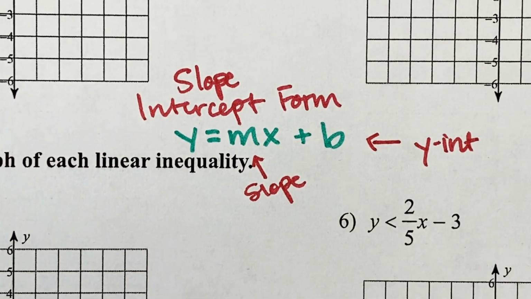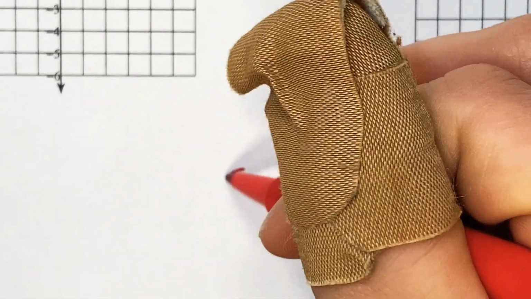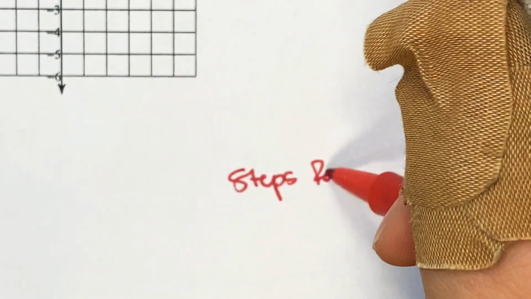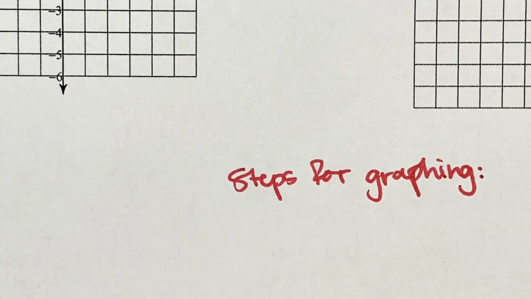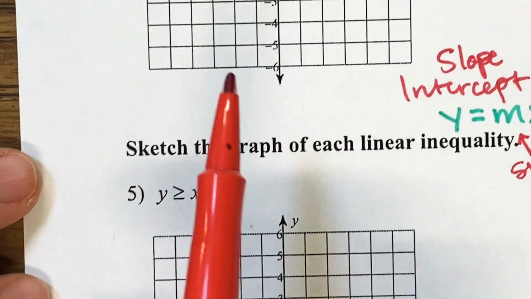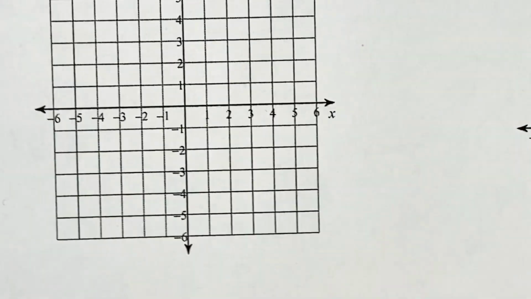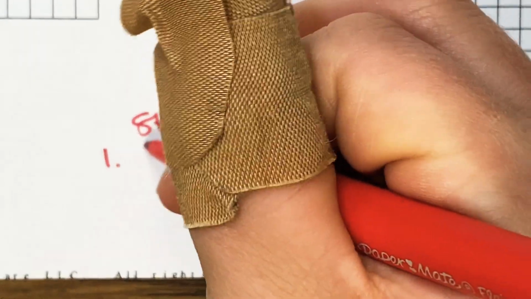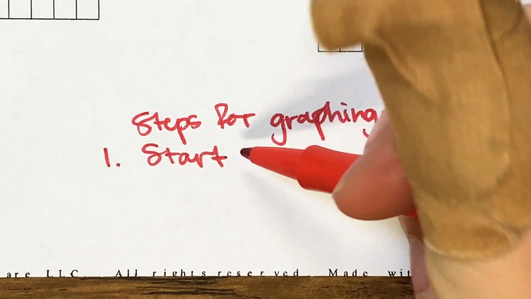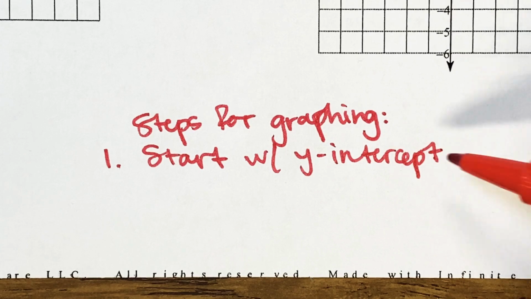Perfect. Now at the bottom of our paper, let's go to the very bottom under 5 and 6. Let's write steps for graphing. Whether it's an inequality or an equation, the steps are the same. So, steps for graphing. First, always start with your y-intercept. That is your starting point.